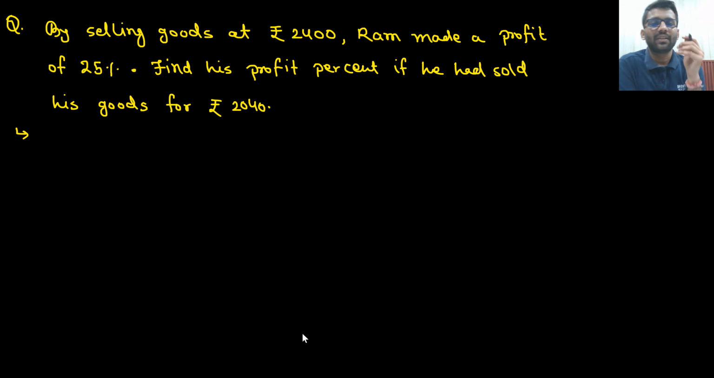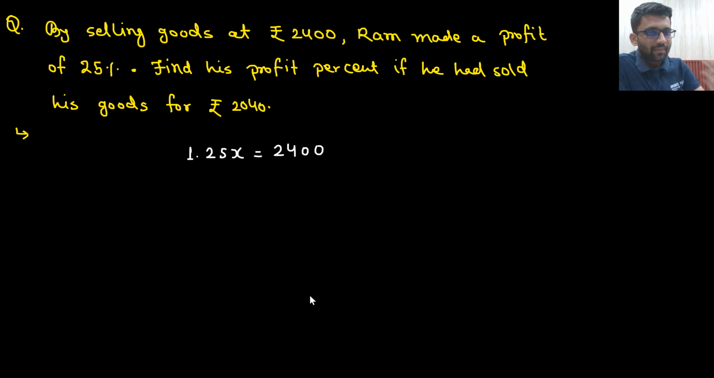By selling goods at 2400 rupees, Ram made a profit of 25%. What was the actual price? If the actual price was X, then this would be the equation. He made a profit of 25%, so X was the actual price and he sold it at 1.25X. So what was the actual price? 2400 divided by 1.25. So the actual price was 1920.